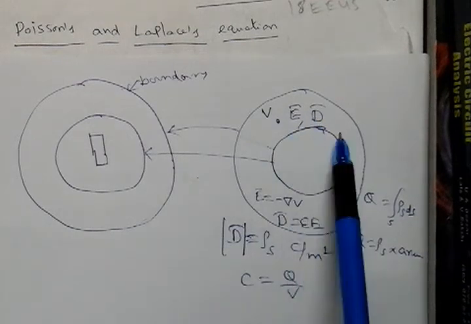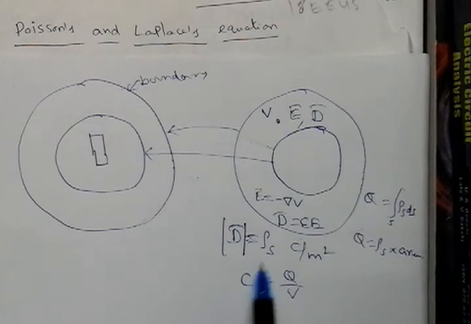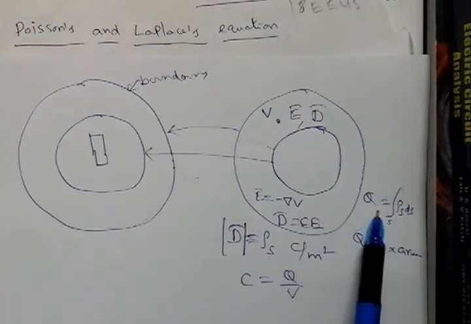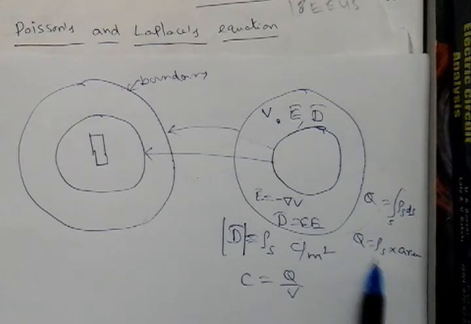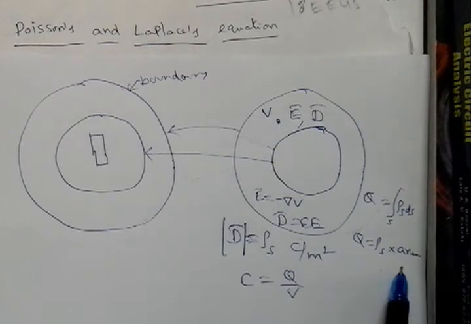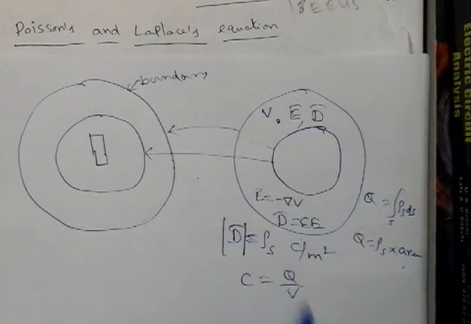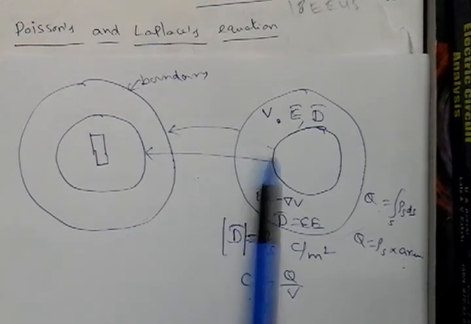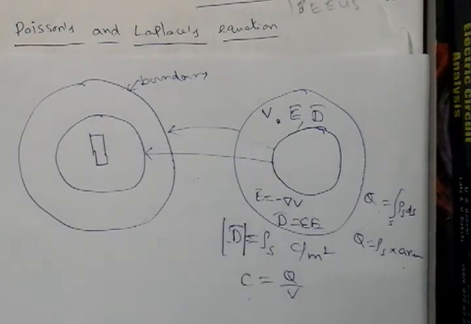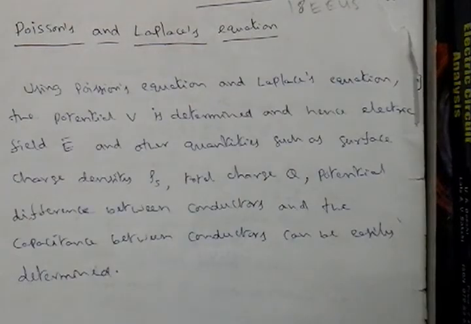then you can determine the E bar, then you can determine the D bar. D bar is equal to surface charge density. From surface charge density you can determine the Q. Charge Q is equal to surface integration of rho s ds, or otherwise Q is equal to rho s into surface area of the object. Then once you know this charge Q, then you can determine the capacitance between these two, inner conductor and outer conductor. What is the capacitance existing between these two?